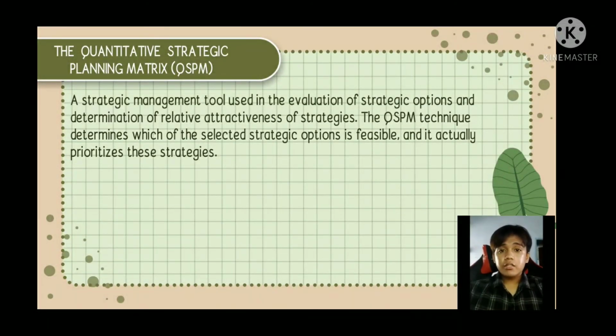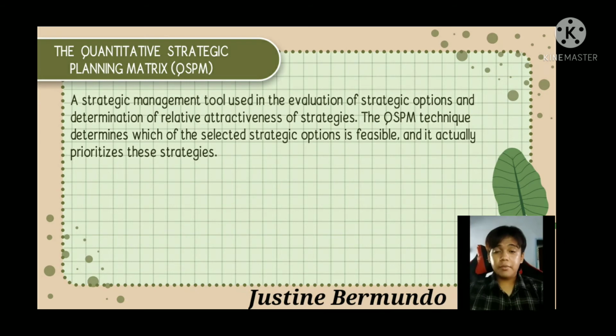Good day, sir, class. My name is Justin Bermundo and I'm going to tackle the quantitative strategic planning matrix, or QSPM. First, what is QSPM? QSPM is a high-level strategic management approach for evaluating possible strategies. QSPM also provides an analytical method for comparing feasible alternative actions.